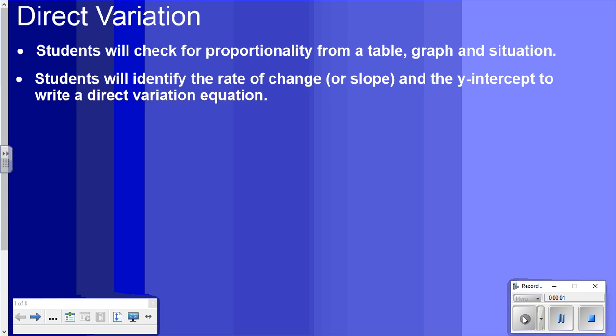In this lesson, we'll be discussing direct variation. By the end of the lesson, you should be able to check for proportionality from a table, graph, and situation, and identify the rate of change or slope and the y-intercept to write a direct variation equation.